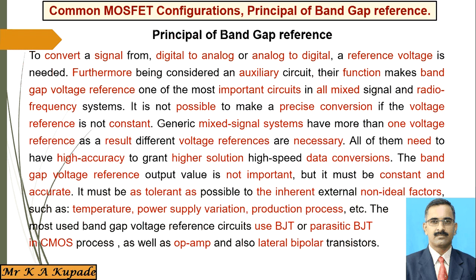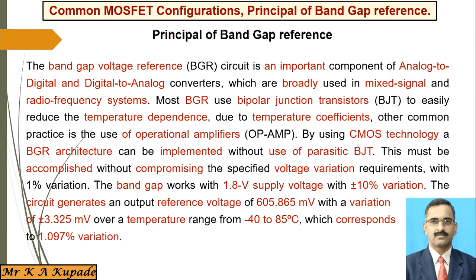The most used band gap voltage reference circuits use either BJT or parasitic BJT, along with an op amp, in the process of CMOS, right? So this is just the first point related to this band gap reference in that particular slide.